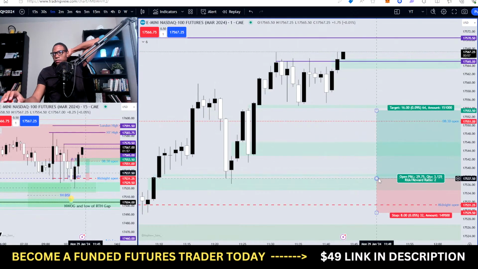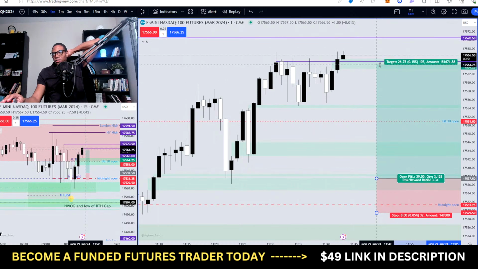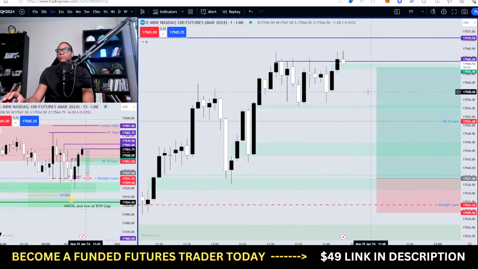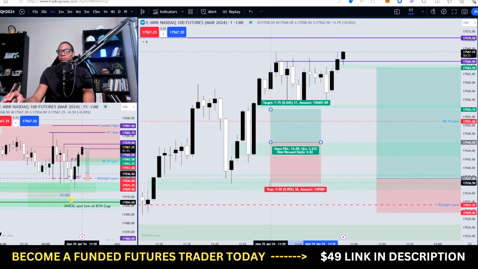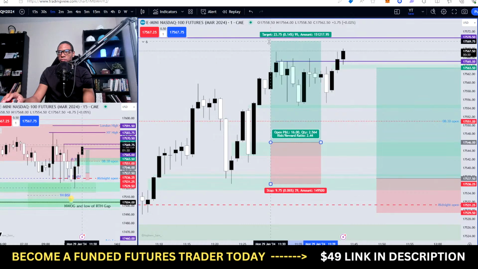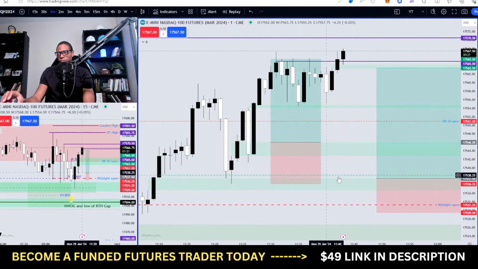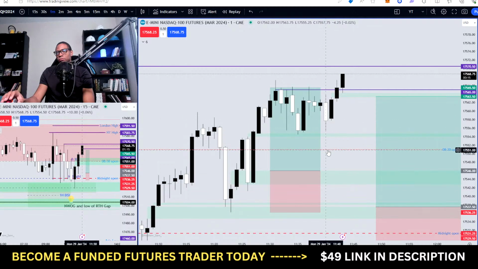Yep. So anyone who entered down here at 537, you're already at over a 1 to 3, and you've already booked more than 25 points. Anyone who took this fair value gap entry, you're in the 20-point range, but you've also booked a 1 to 2 on this trade already. All right, finally got through. There we go.